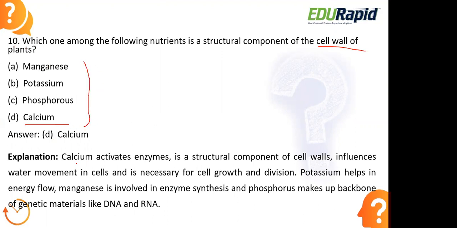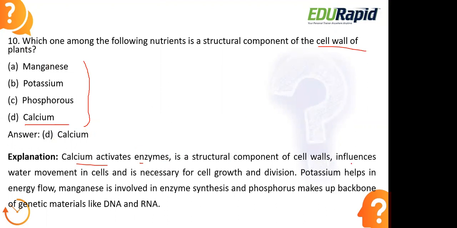Because calcium is the one that activates enzymes. It is a structural component of the cell wall. If there is calcium in the cell wall, it can activate enzymes present there, which will provide the strength required for the cell wall in plants.